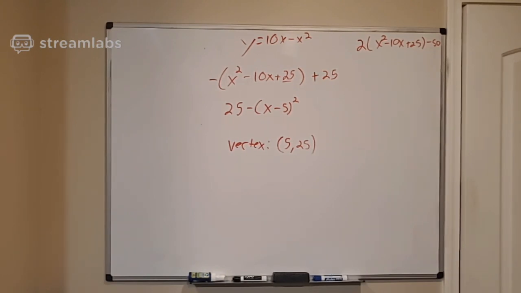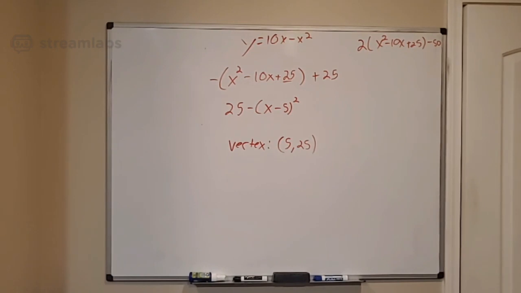Wait, why... what? Why is the vertex 5, 25? Because that's vertex form, h, k. Huh.